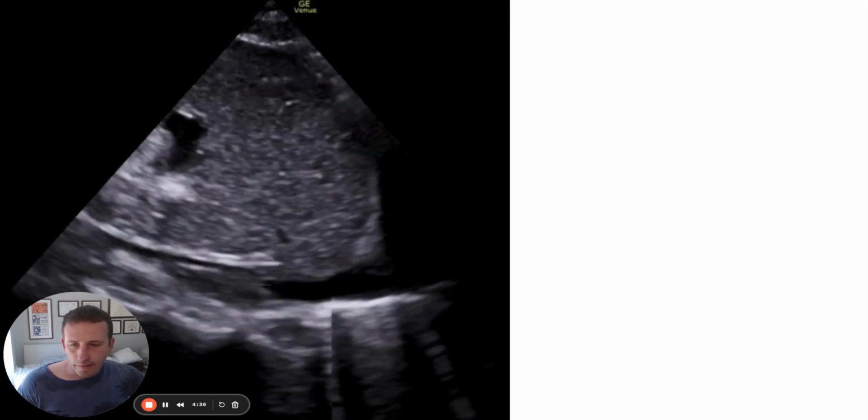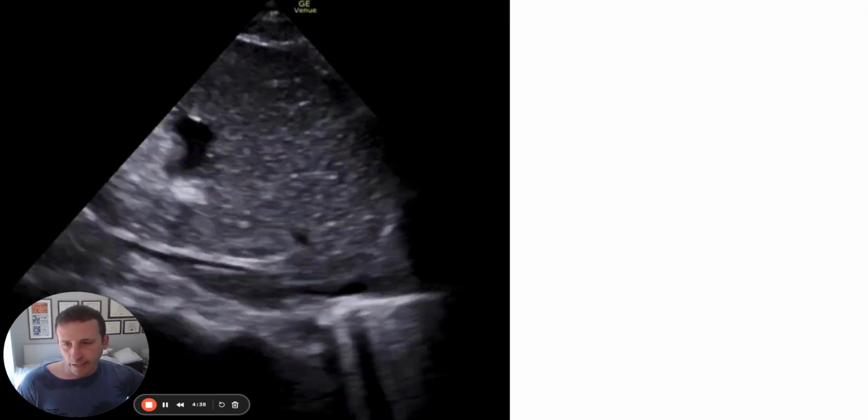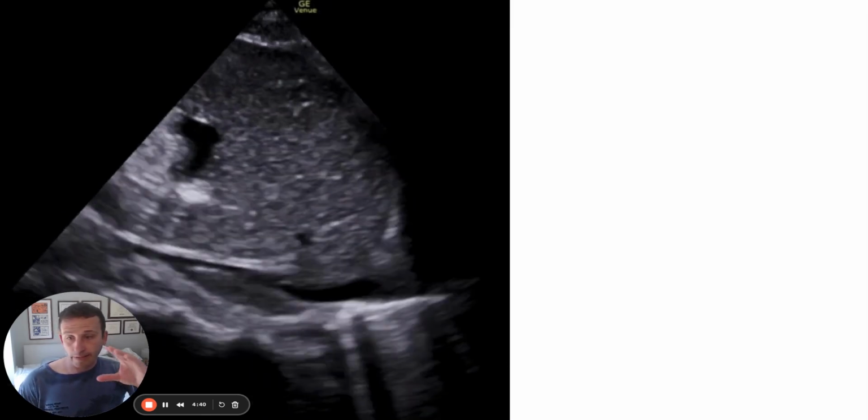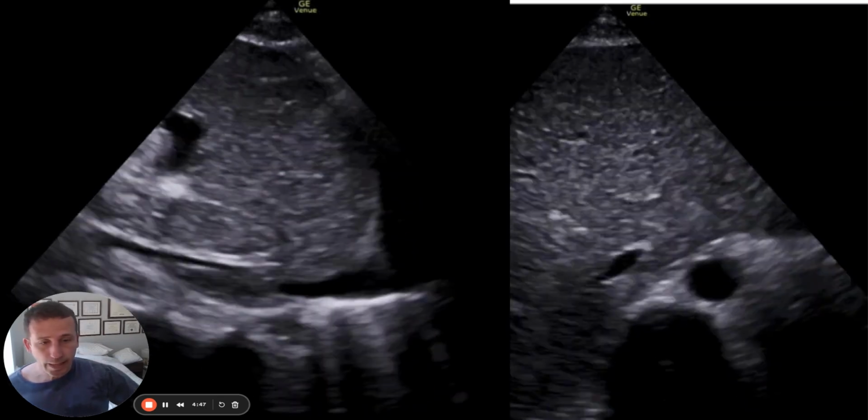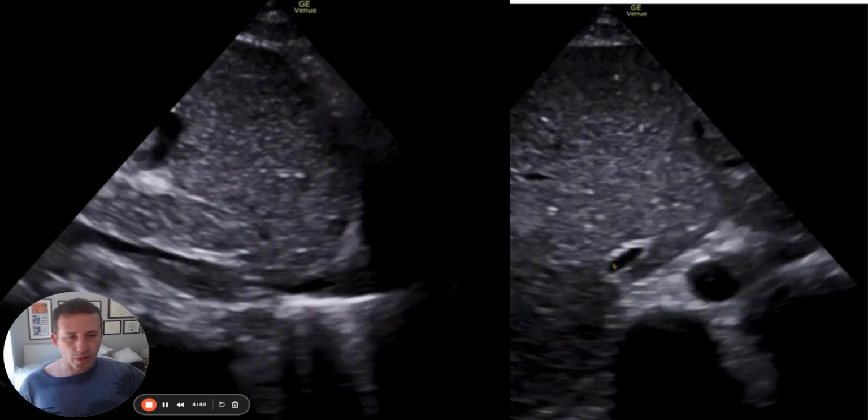This is a very collapsed IVC. You're seeing with each in-breath, the IVC is collapsing completely. It's also less than 2 centimeters in diameter, so this is a pretty low central venous pressure. This is what that looks like in short axis.